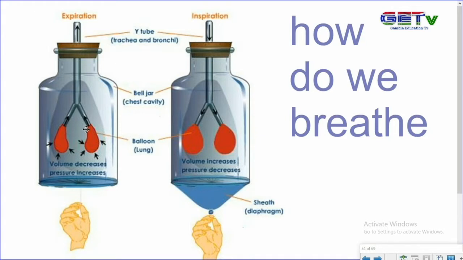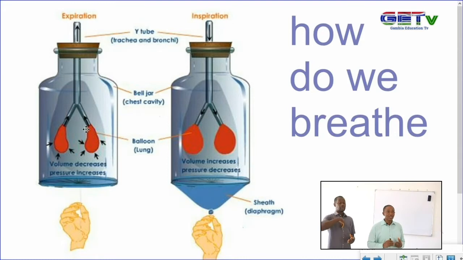Now, how we breathe: for air to come into our body, we have to look at the right-hand side. The diaphragm, which is represented by the blue sheet in the diagram, has to go down, and our chest will rise and go up. And when that happens, air is sucked in through the tube. You can see the tube there represents the trachea, okay? So air is sucked in and you can see the balloons fill up.